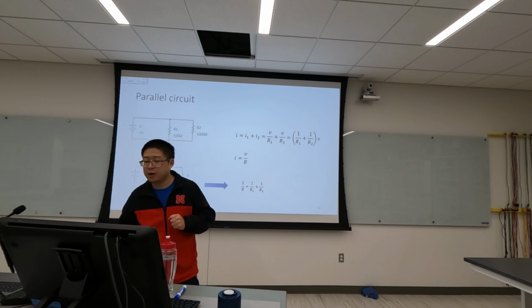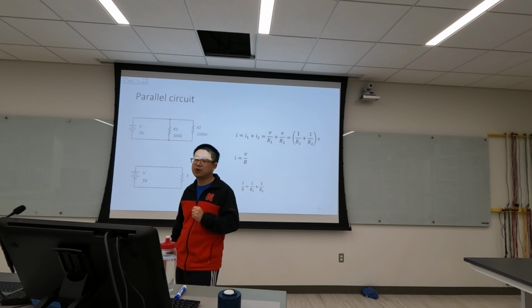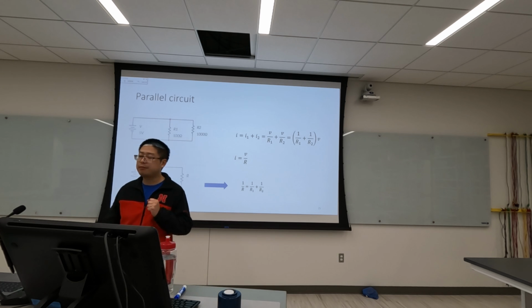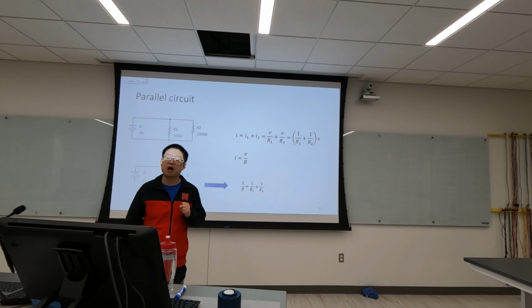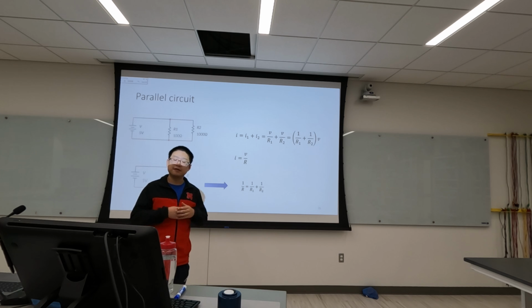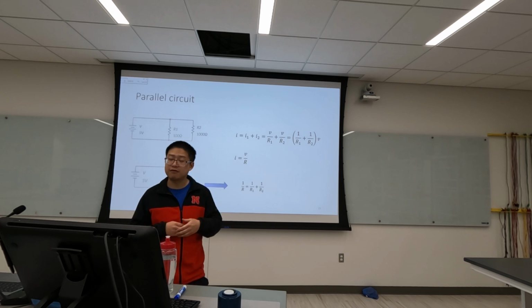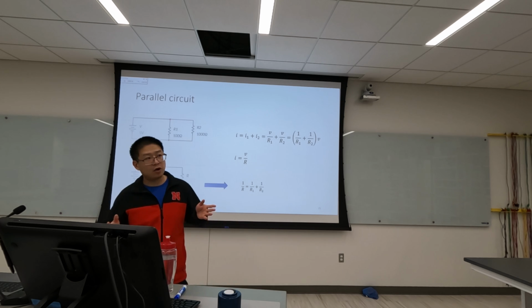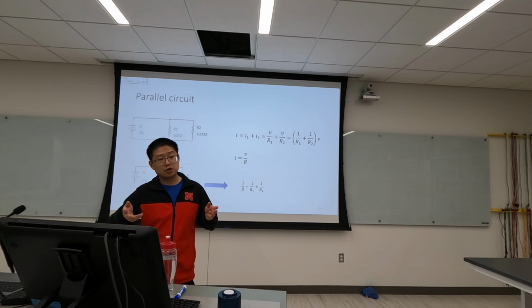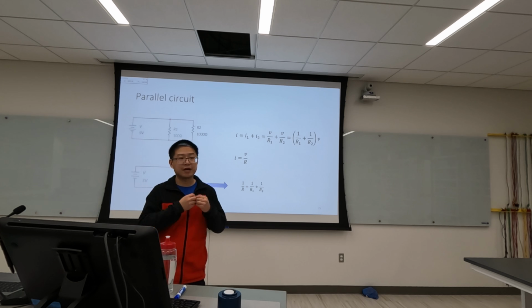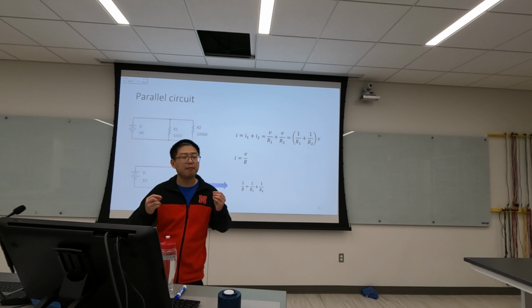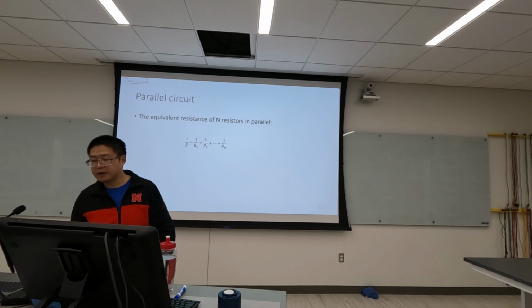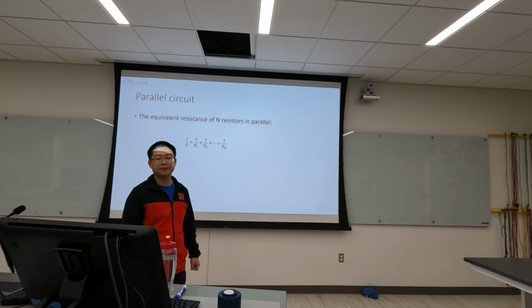So we can obtain 1 over R equals 1 over R1 plus 1 over R2. So this is the equation for equivalent resistance calculation in a parallel circuit. And obviously, there were two resistors. This equation can be extended to include multiple resistors. So we have this equation.